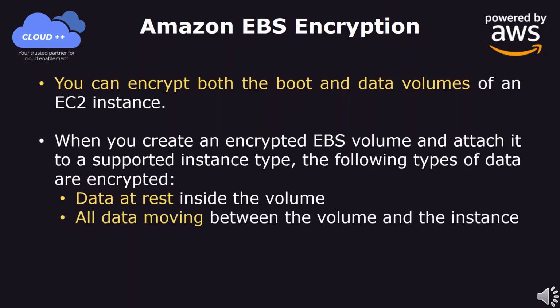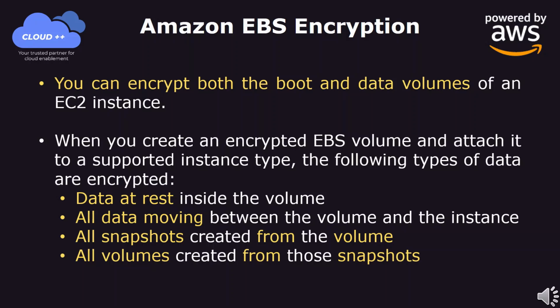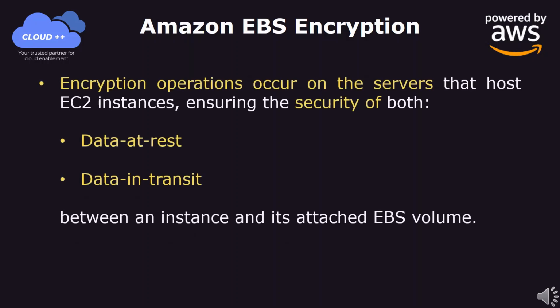All data moving between the volume and the instance. All snapshots created from the volume. All volumes created from those snapshots. Encryption operations occur on the servers that host EC2 instances, ensuring the security of both data at rest and data in transit between an instance and its attached EBS volume.